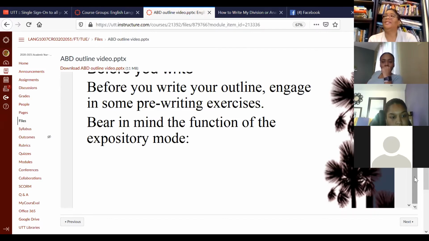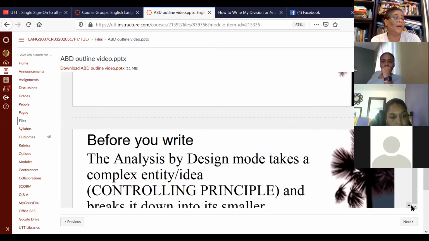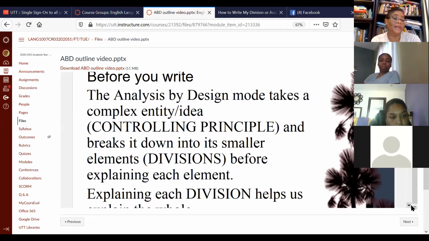This is also an example of analysis by division, how you write an essay. There are 3 sections to writing an essay. You need to pre-write, you need to draft, and you need to edit. So in terms of pre-writing, this is where the outline comes in. The outline is part of your pre-writing. So before you sit down to write any kind of paragraph or essay, plan out what you want to do.